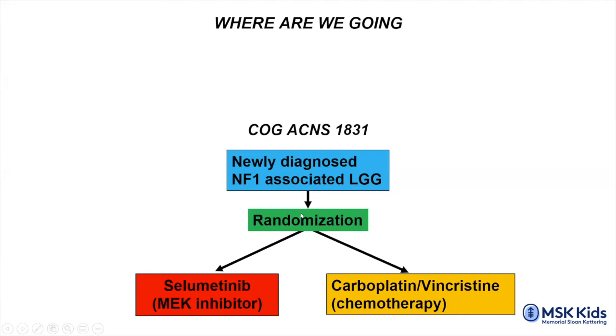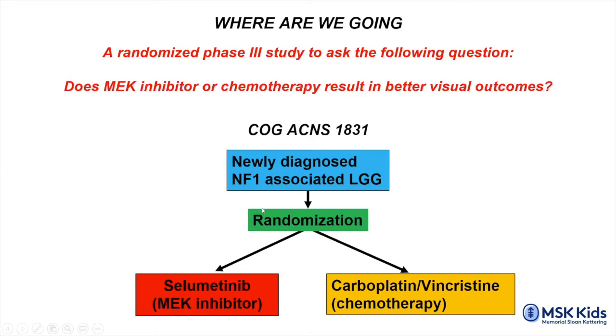Randomization is a process in clinical research that is used so that there is a 50-50 chance whether the patient will get either the experimental medicine, in this case the Selumetinib, or the standard medicine, which would be chemotherapy, carboplatin, and vincristine. And the reason we're doing this study is because we wanted to ask, does the MEK inhibitor work better, or does the chemotherapy work better to shrink these tumors and to improve the vision for these patients?